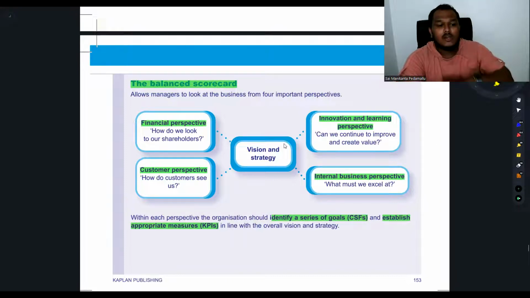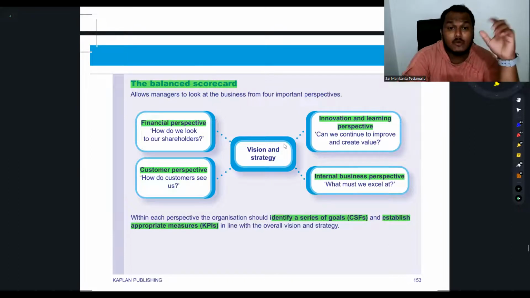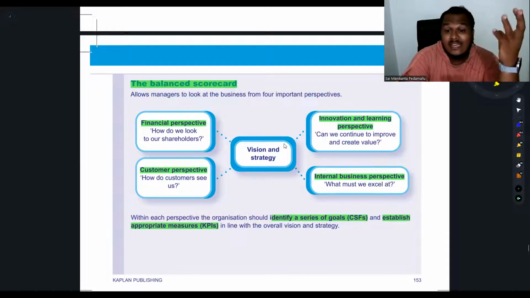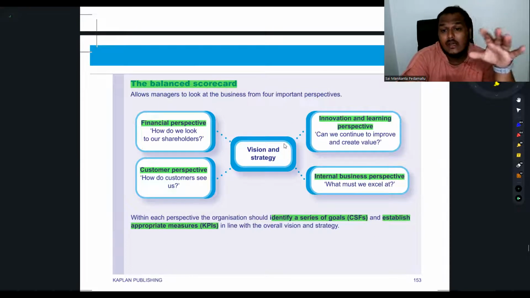Good. Moving on. Innovation and learning perspective. Number of new products launched. Revenue from new products. Number of new customers attained in a particular period. Changes made to the existing products. Increase in the number of goods due to updates.